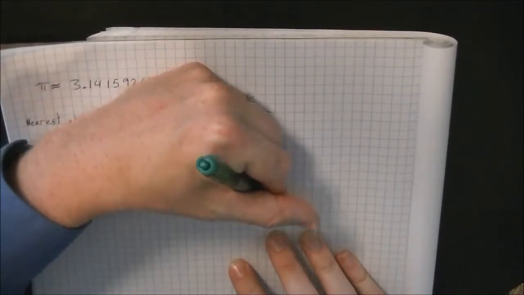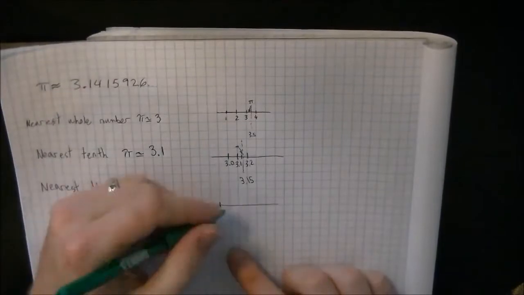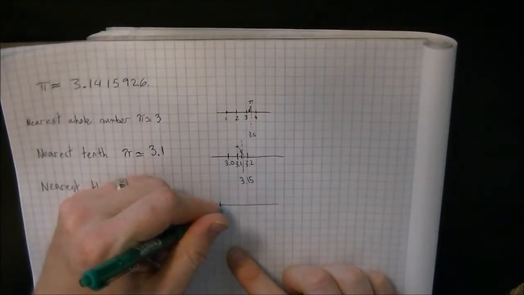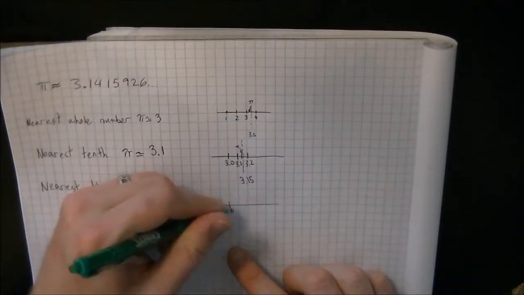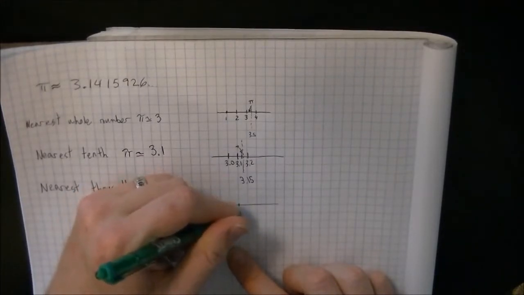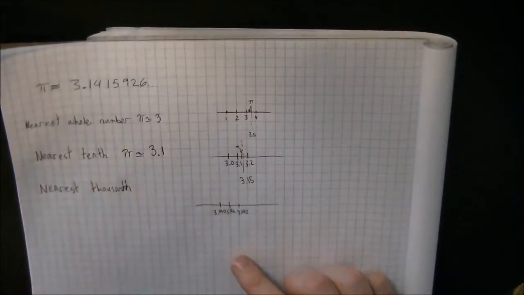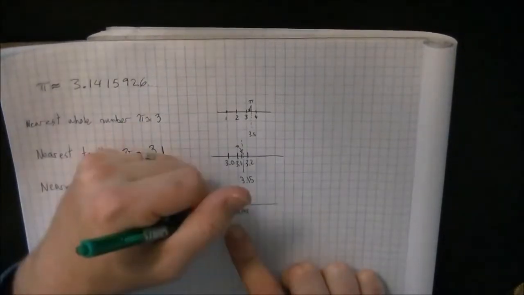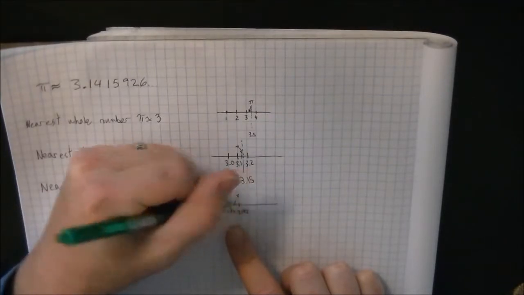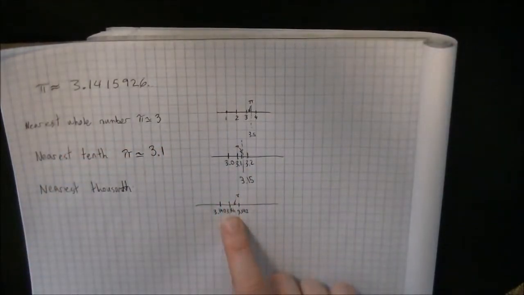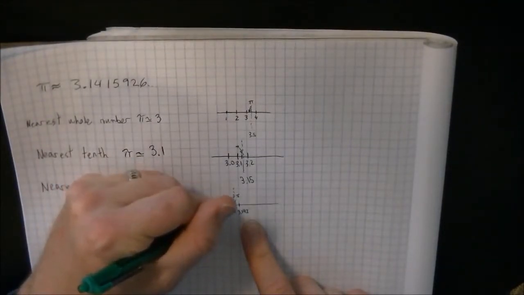So my number line, I'm now really zooming in, and I've got 3.140, 3.141, 3.142, and so on. Okay, and pi is pretty much right smack dab in the middle of 3.141 and 3.142. The question is, what side of the line is it on?